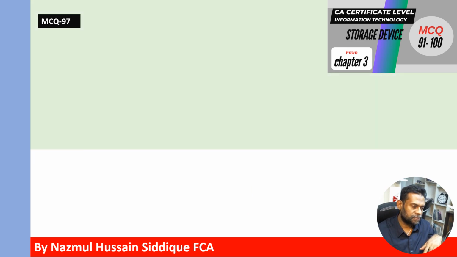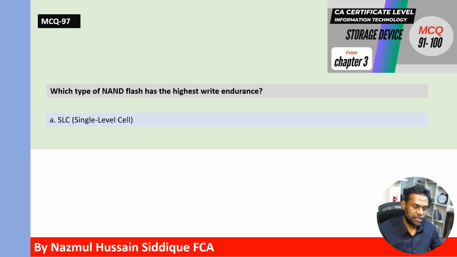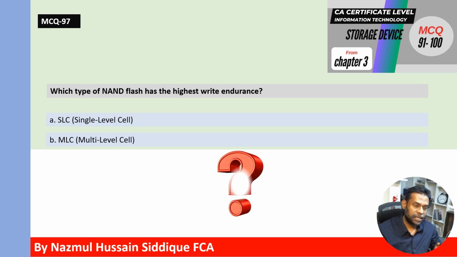Question 97. Which type of NAND flash has the highest write endurance? Option A, SLC, single level cell, or option B, MLC, multi-level cell. We have to find out the type of NAND flash which has the highest write endurance among SLC or MLC. The correct answer is SLC, single level cell. This type of NAND flash has the highest write endurance.